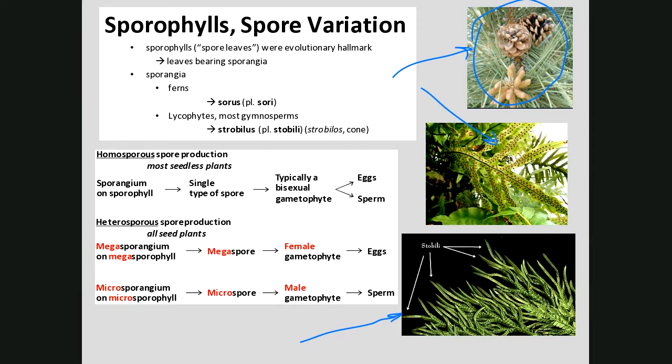All right, now spore production. In most seedless plants, spore production is homosporous. What we mean by that is a sporangium on a sporophyll. Okay, so sporophyll is the leaf. Sporangium, in the case of the ferns, would be the sori. They make one type of spore, and that one type of spore gives rise to a bisexual gametophyte.